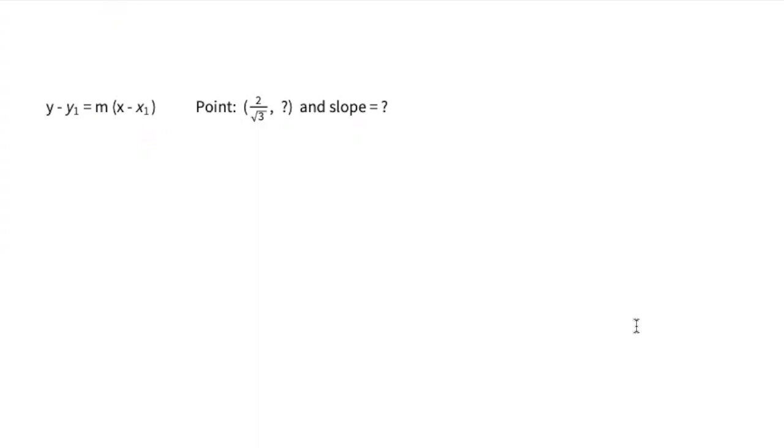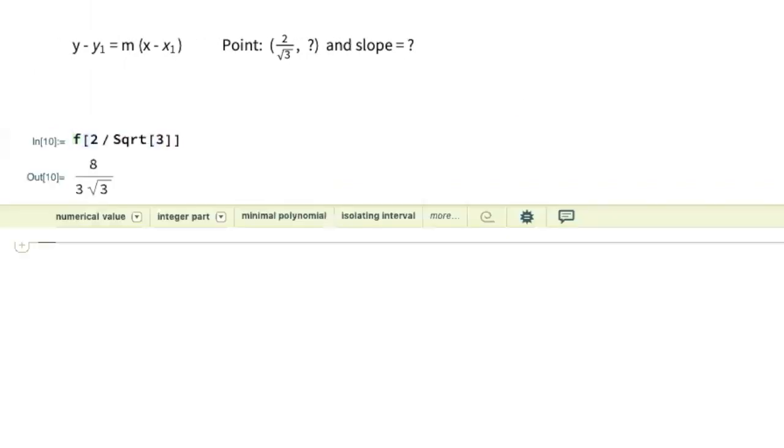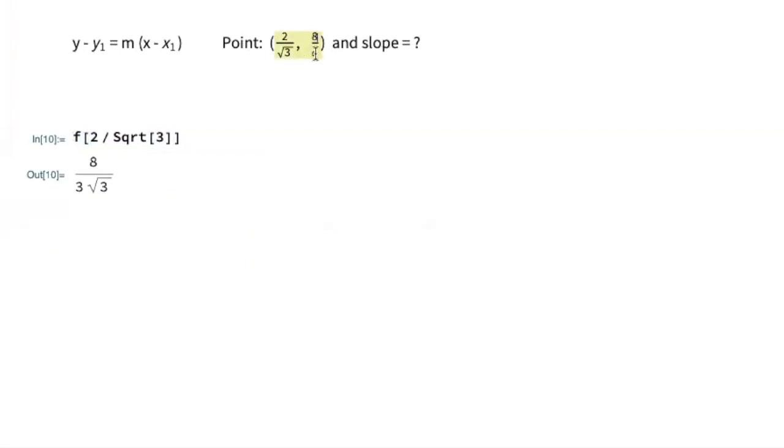So here's what I now have towards writing the equation of the tangent line. I know the c value, that's going to be the x coordinate of the point, but I don't know its y coordinate, and I don't know the slope. I can find those things again using Mathematica, if it lets me. To find out the y coordinate, I'm just going to plug my x value into the original function, and here is its y coordinate. So I now know y is 8 over 3 square roots of 3.